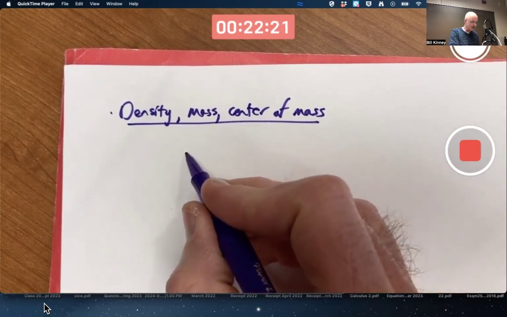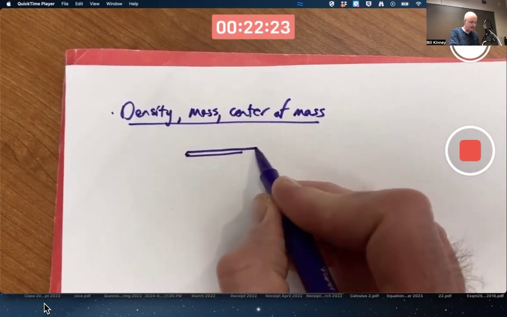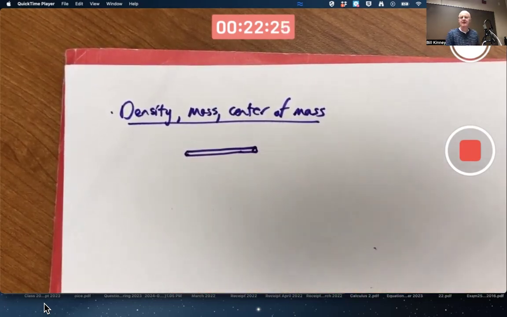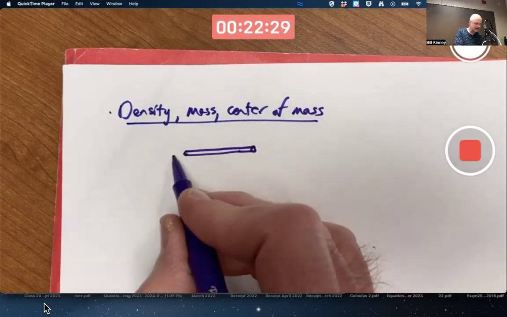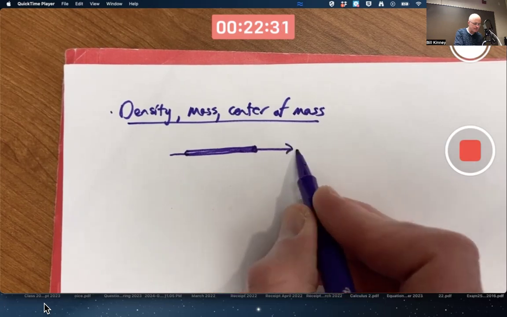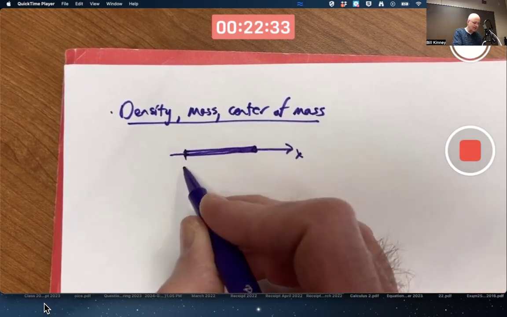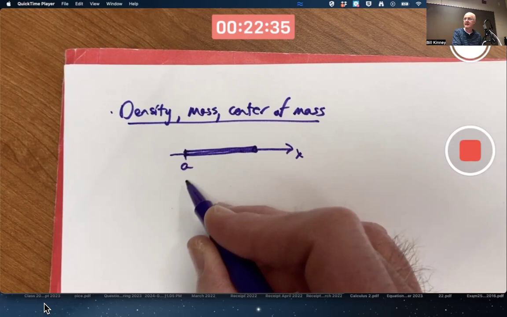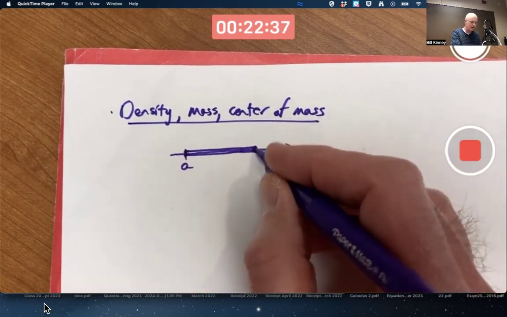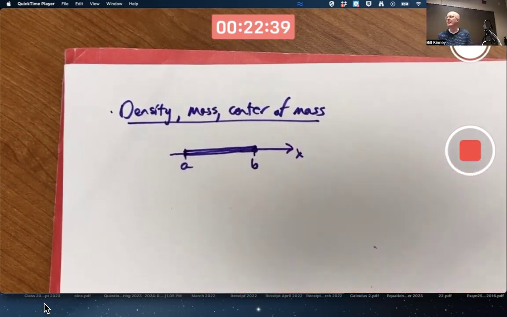But we imagine thin rods that we, for sake of convenience, put along an axis with a left endpoint at some number A, often taken to be 0, and a right endpoint at some number B. And what are we interested in knowing about this thin rod? We're interested in knowing its mass and its center of mass.